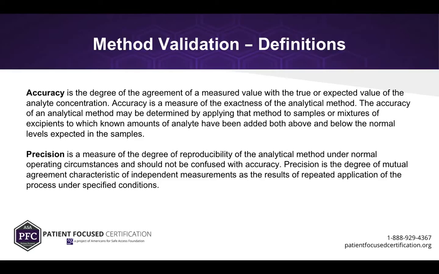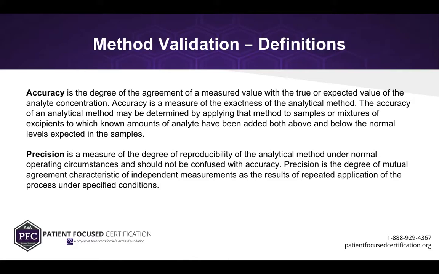Accuracy is the degree of agreement of a measured value with the true or expected value of the analyte concentration. This can be in a laboratory solution or in a flour, an edible, a tincture, any type of product where you have an expected value or your known potency, cannabinoid content, or terpenoid content. And this is sometimes confused with precision.